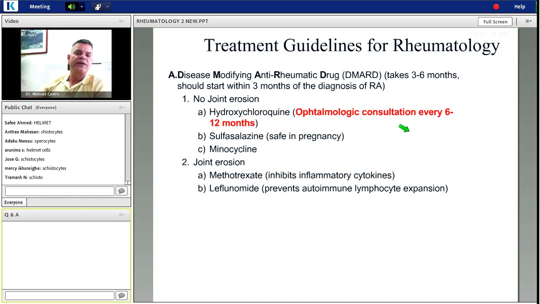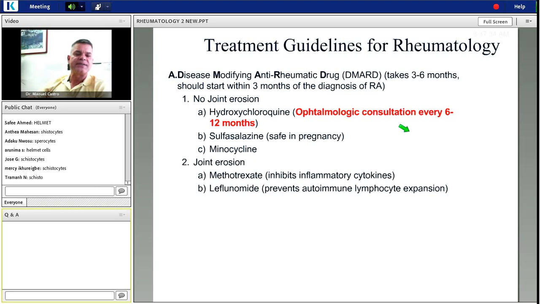Remember, they're going to give you a range of time here, so don't be too strict with yourselves and nitpick on dates. As long as you know that you have to do eye examination on a periodical basis, that's all you need to know. So hydroxychloroquine. If no joint erosion, which is very important to check in a patient with rheumatoid arthritis, you can use hydroxychloroquine, sulfasalazine, very safe in pregnancy.